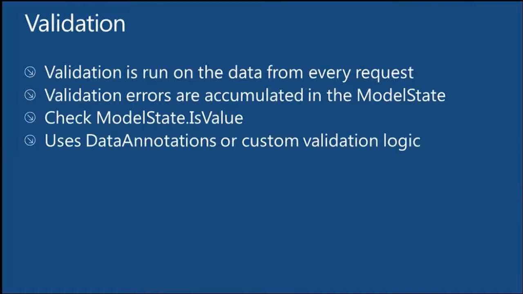When the data comes in, just like MVC does, we will run full validation on your data. It's run on every request. The errors are accumulated in the model state on the API controller. So when you're writing your actions, you generally want to check ModelState.IsValid to see if the data is actually valid. And the way you can specify what validation rules you want run on your model types, you can use the data annotations, Required and so forth, the set of attributes, or you can wire up your own custom model validator.